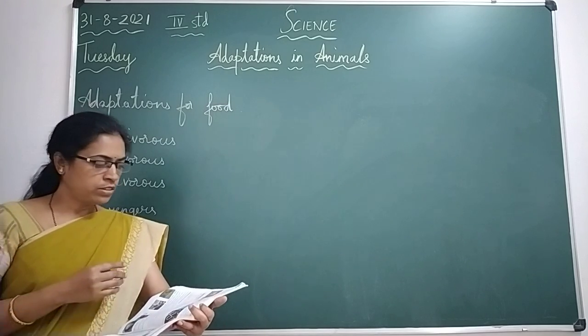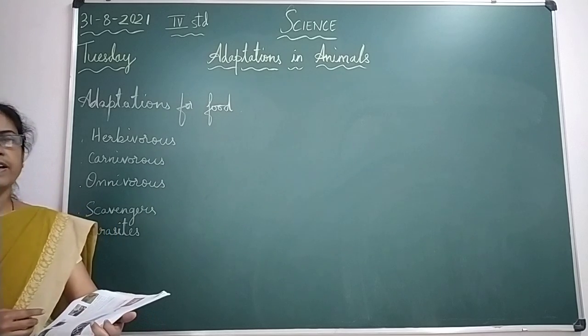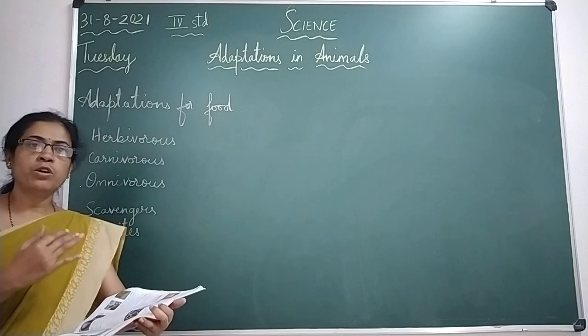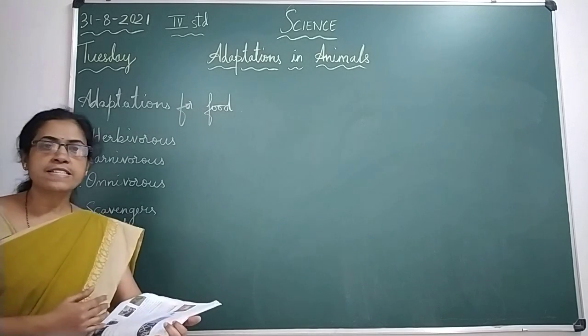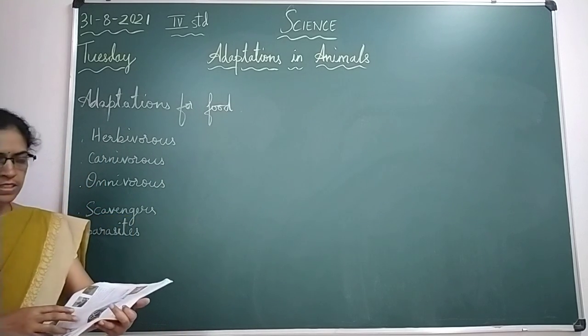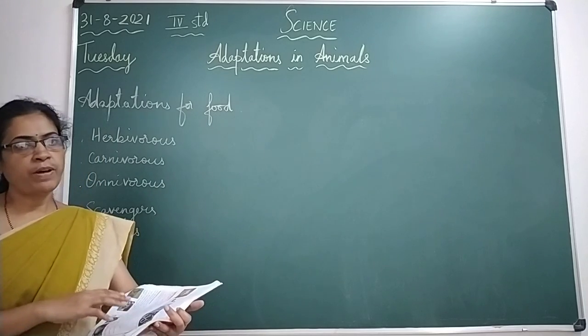So children, the animals which live on the body of their host are called external parasites. What are they called? External parasites. They live on the body of their host. For example, lice, leech, mosquitoes, bed bugs live on the body of their host. So they are called external parasites.